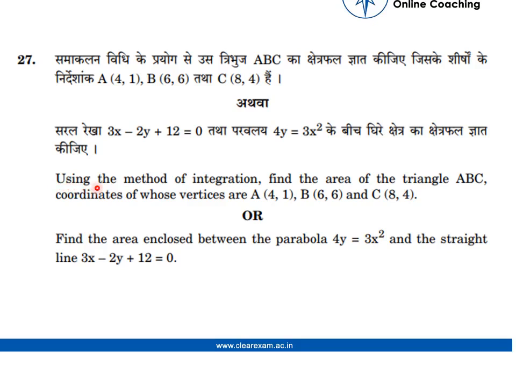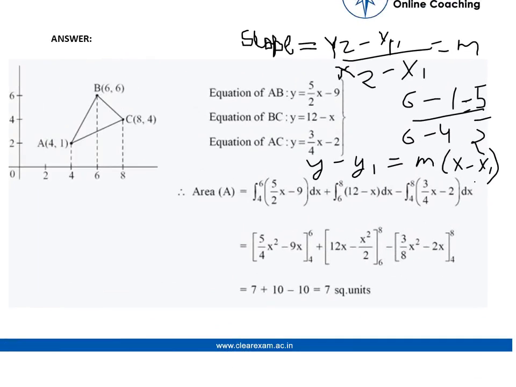First question says that using the method of integration we need to find the area of the triangle ABC which has the coordinate whose vertices are A (4, 1), B (6, 6) and C (8, 4). So let's see how we can solve this. Here you can see the diagram that is drawn.